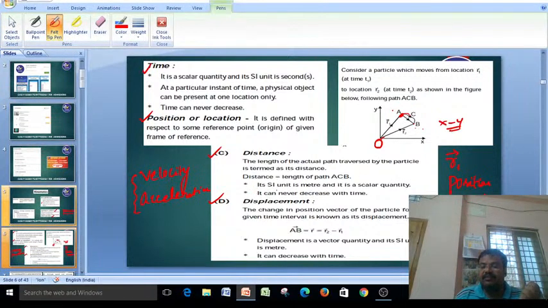So what is the SI unit for this? It is the meter, and it is a scalar quantity. It can never decrease with time. Distance will only increase.